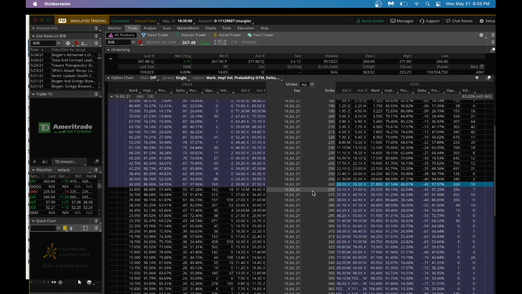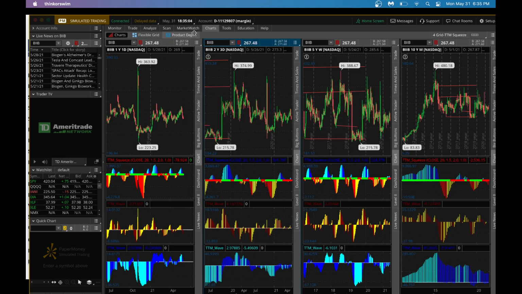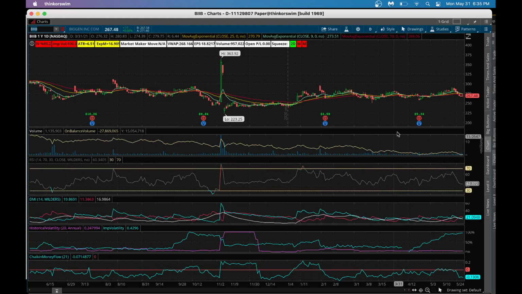The other way to play is you could look at the chart here as an example. If I go back here, by looking at the chart, you could try to see there's an upper bound here. It went all the way to 363. There's a lower bound here. It went all the way down to 223. I could maybe sell a put spread around 220 or so.